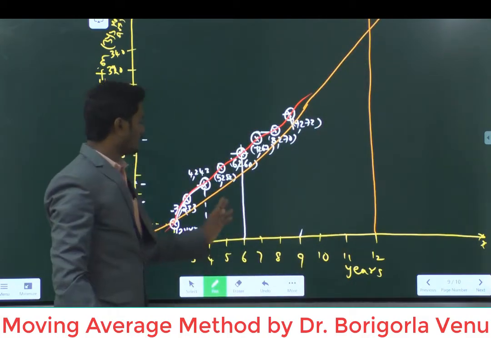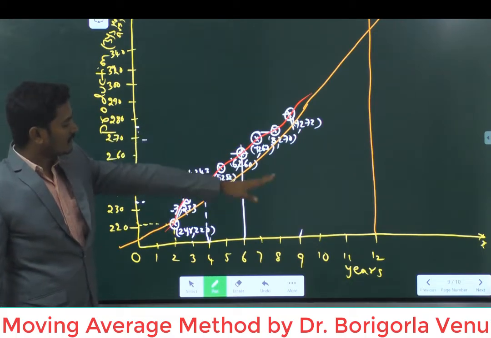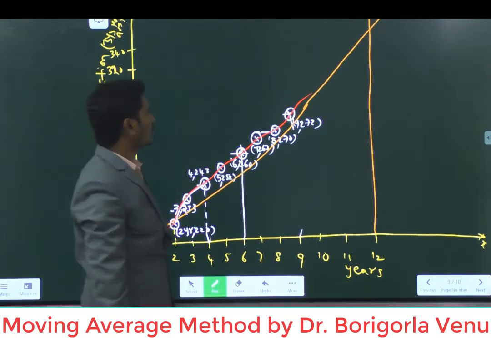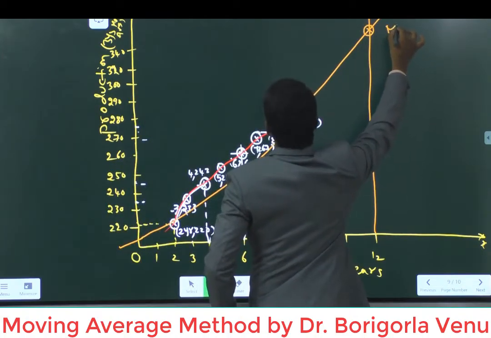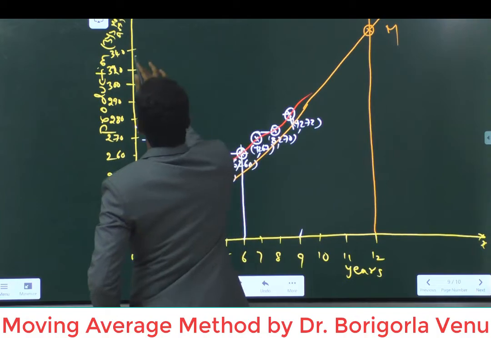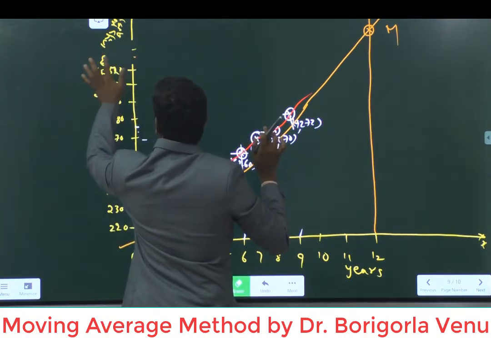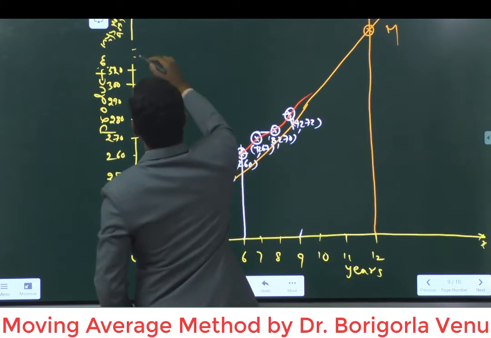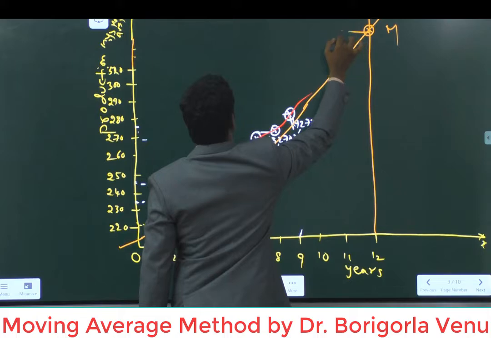Here the trend line touches the perpendicular line, the x-axis line. So here we have one point. This is called the M point. And here we are going to draw one arrow line from this point to this line.